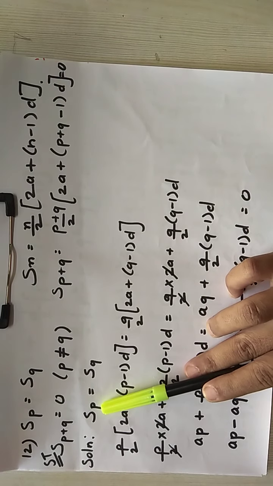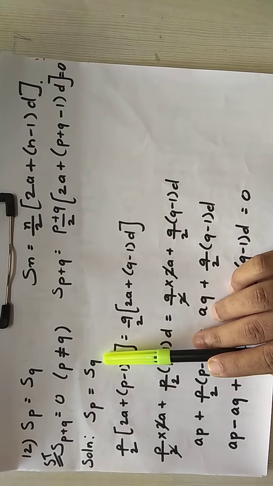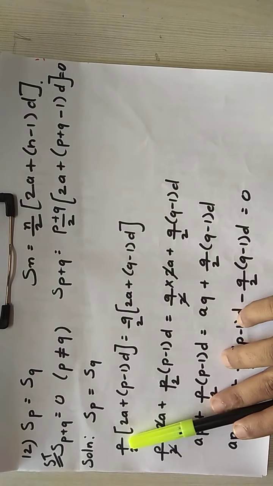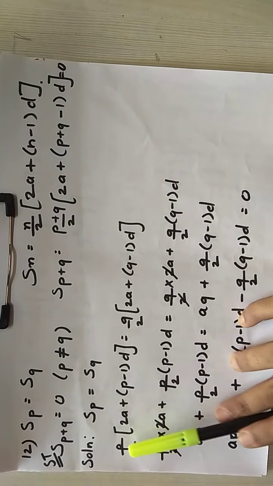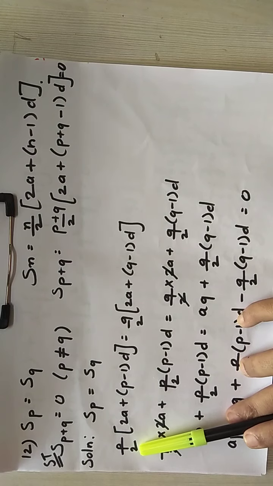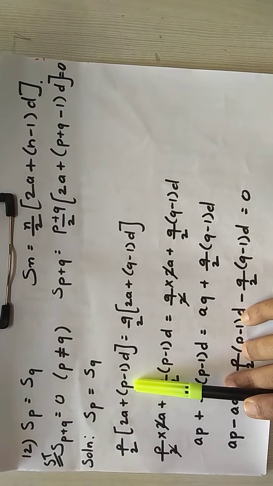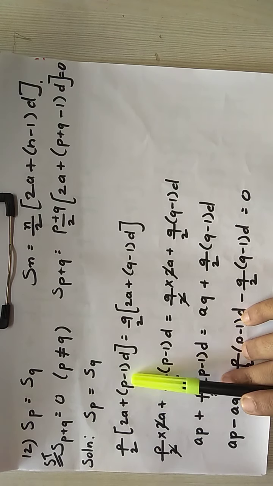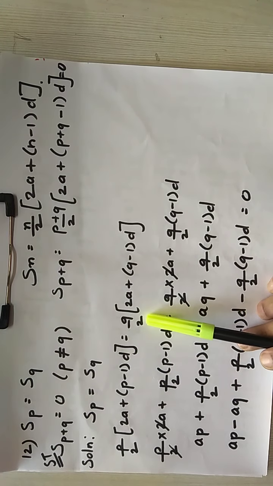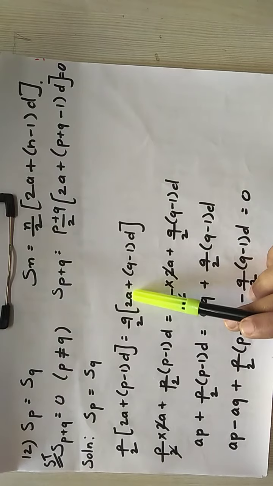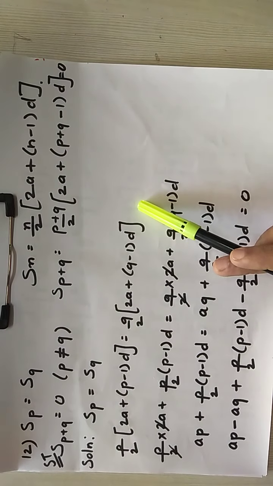That means the sum of p terms is equal to the sum of q terms. So let's put the Sp formula. If Sn is n upon 2 into 2a plus n minus 1 d, then Sp will be p upon 2 into 2a plus p minus 1 d. The Sq formula will be q upon 2 into 2a plus q minus 1 d.